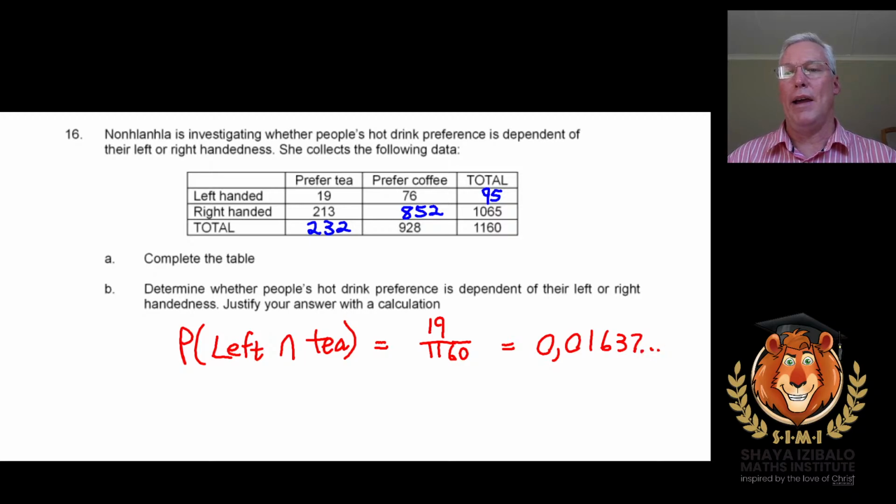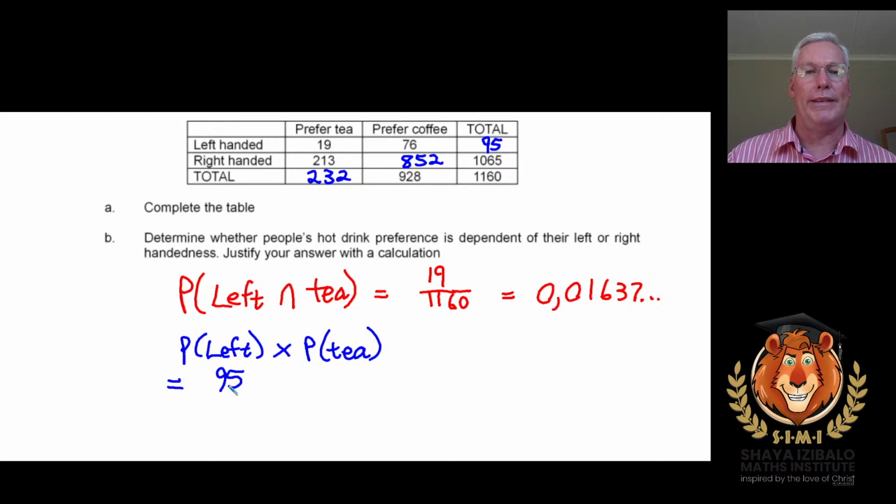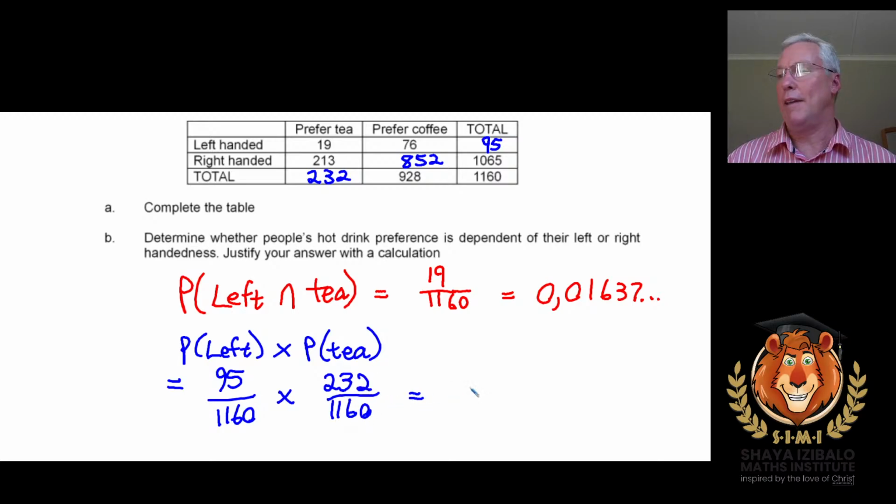Right? And now what I'm going to do separately, remember that test of independence, I'm going to work out the probability of being left-handed from this sample and multiply it by the probability that I get someone who likes tea from this sample. So the probability of a left-hander, well, there are 95 of those people, so 95 out of 1160, and I'm going to multiply that by the probability of someone who likes tea, and there are a total of 232 people who like tea. I multiply these two things together, and I get 0.01637. I get exactly the same number.